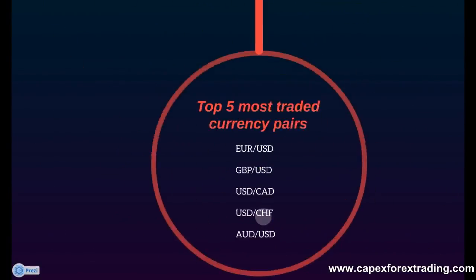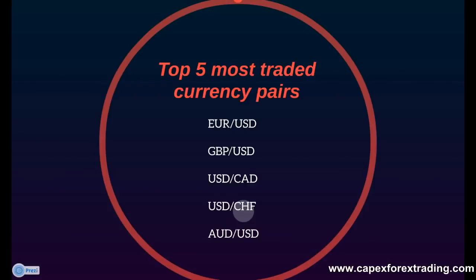Bearing this in mind, there is also a list of the top 5 most traded currency pairs. They are the Euro USD, the Pound USD, the USD CAD, the USD Swiss franc, and the Aussie dollar against USD. There are many other currency pairs that you can trade with, but these are the top 5 most traded currency pairs in terms of volume. So when you first begin to trade, these really should be the ones that you place on your charts, because they're the ones that are going to provide the most volatility and the most realistic market conditions.